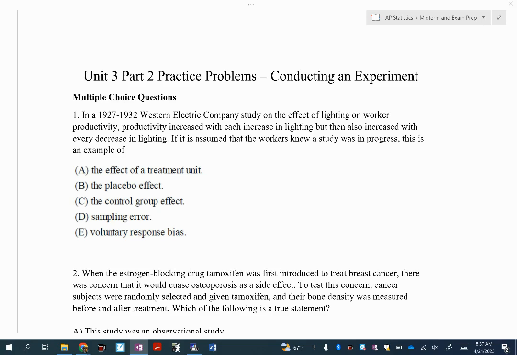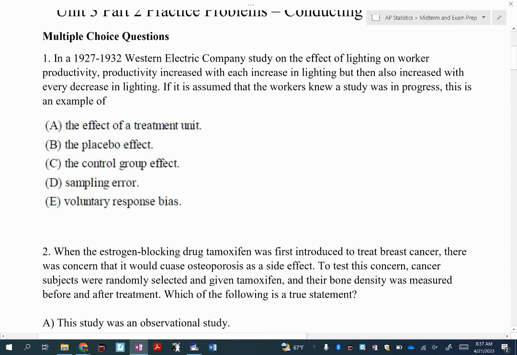It's not an experiment. You got yours in? Take it out. Okay. All right, let's do number 1.